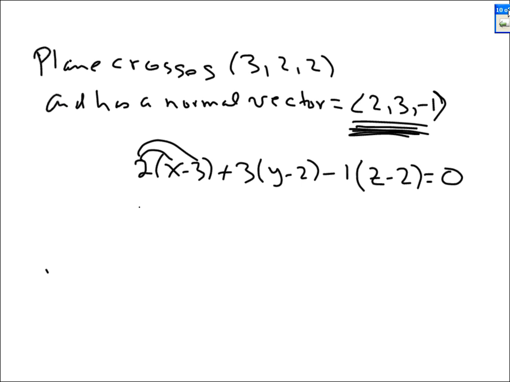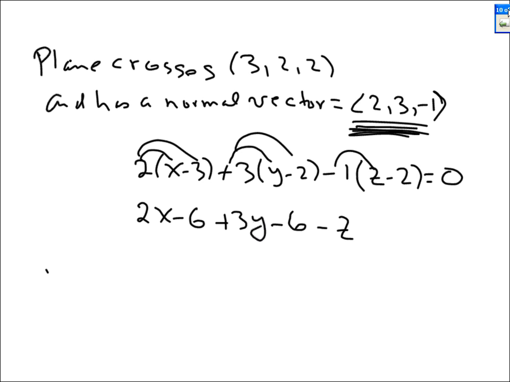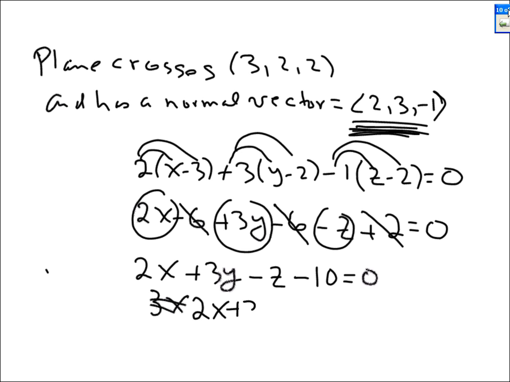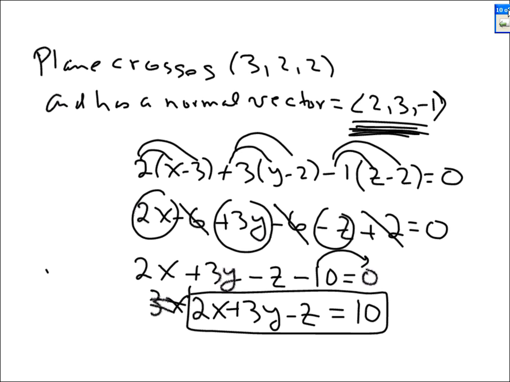This is 2x minus 6 plus 3y minus 6 minus z plus 2 equals 0. 2x plus 3y minus z, minus 6 is minus 12, plus 2 more is minus 10, equals 0. It's customary to leave the constant on the other side. 2x plus 3y minus z, bring the minus 10 to the other side as plus 10. And here is the equation of the plane.